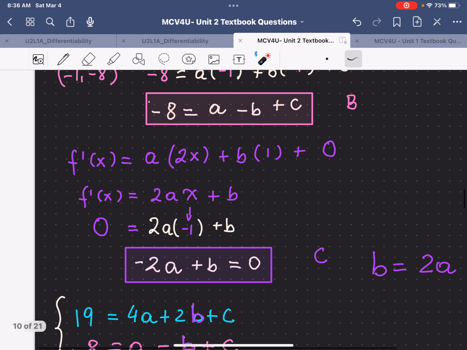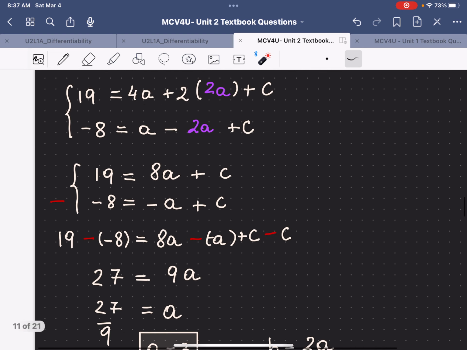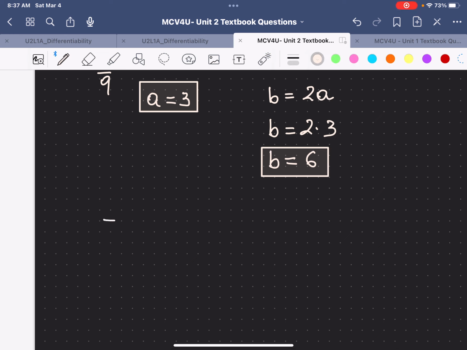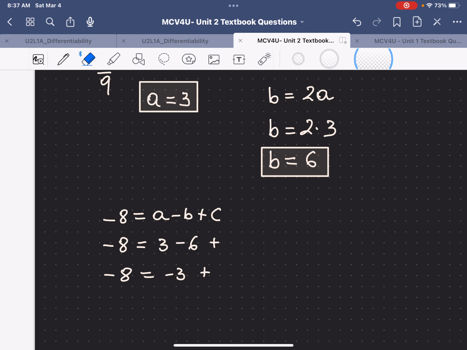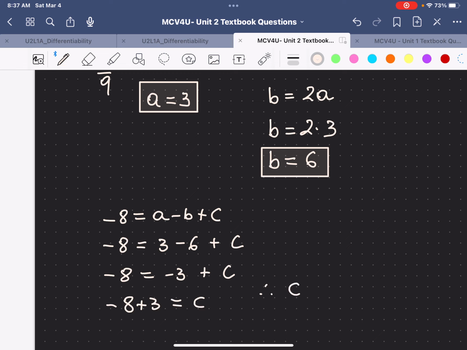So just for the fun of it, I'm going to use the equation b, which is negative 8 equals a minus b plus c. So negative 8 equals 3 minus 6 plus c. Sorry, c here. And negative 8 plus positive 3 equals c, which will make the value of c equal to negative 5. And that would be the coefficient c.